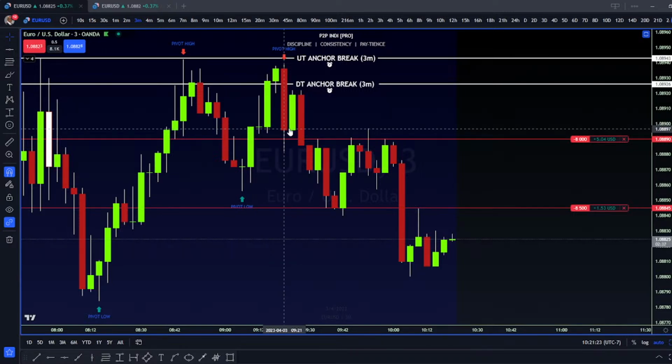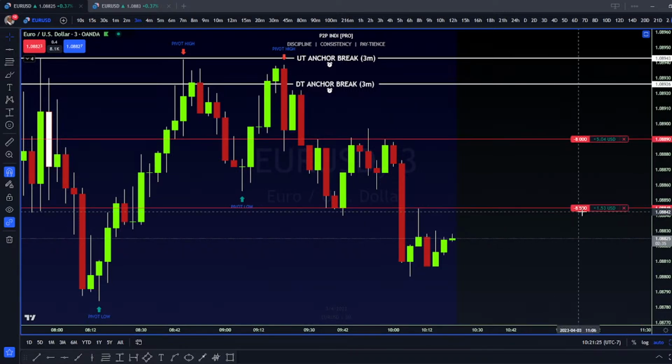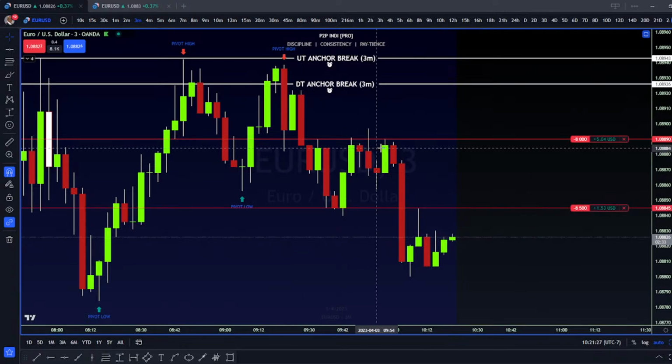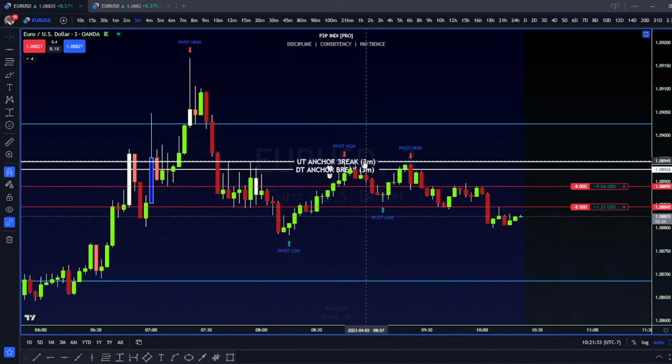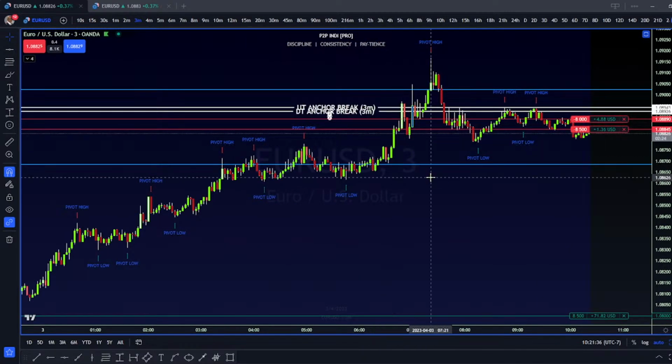So ever since it did this, I jumped in on a short here. And then it pulled back. And then I put another short here in case it broke out, and it got blessed on that one as well. So what I'm looking at here is price action.